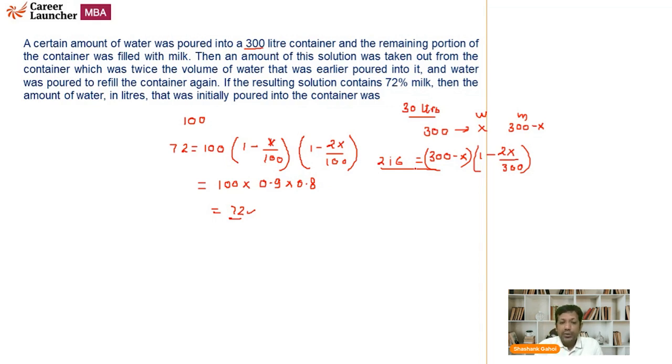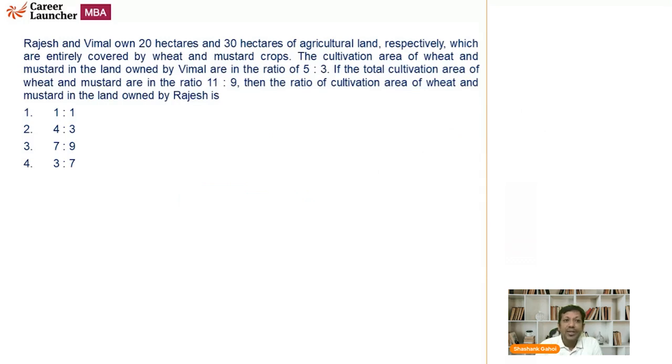Now let's move on to the next question. What does it say? It is question number 17. Rajesh and Vimal own 20 hectare and 30 hectare of agricultural land. Okay. So I have Rajesh, I have Vimal. Rajesh is 20, Vimal is 30, which are entirely covered by wheat and mustard crops. So I have wheat, mustard in both. The cultivation area for wheat and mustard land owned by Vimal are in the ratio of 5 is to 3. So 5 wheat and mustard, so 5 by 8 of 30.